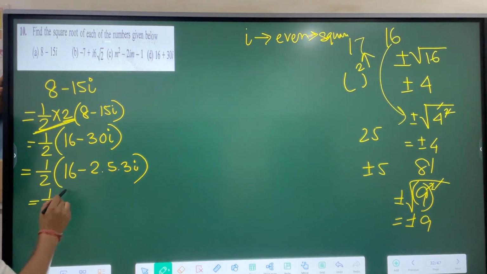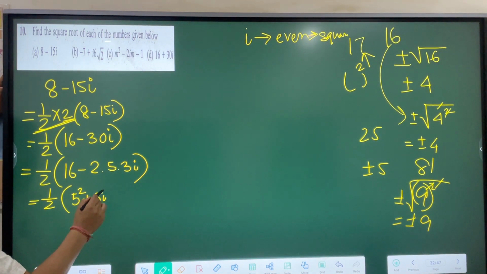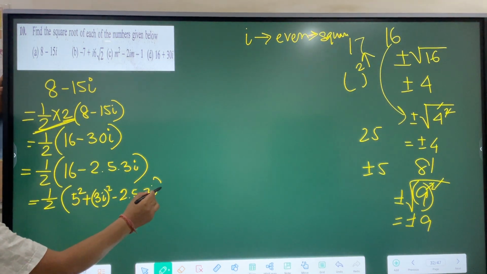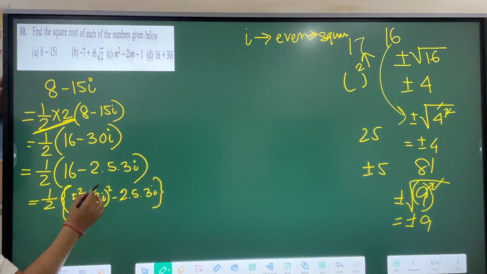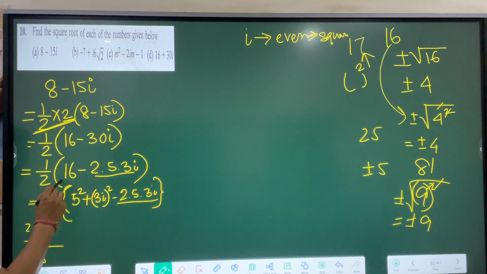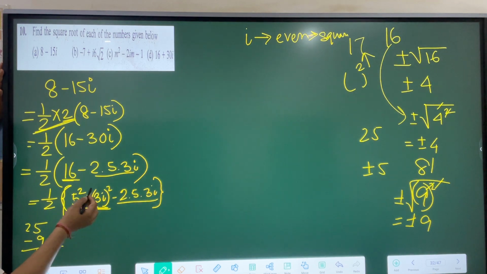So 1 by 2, now 5 square plus 3i whole square minus 2 into 5 into 3i. Now this one and this one are the same. 16 is not written directly, but 5 square is 25 and 3i square is minus 9, so 16. That means whatever is written is correct. You have to do the verification after writing, otherwise you may make a mistake. So always do the calculation back so that you can get back.